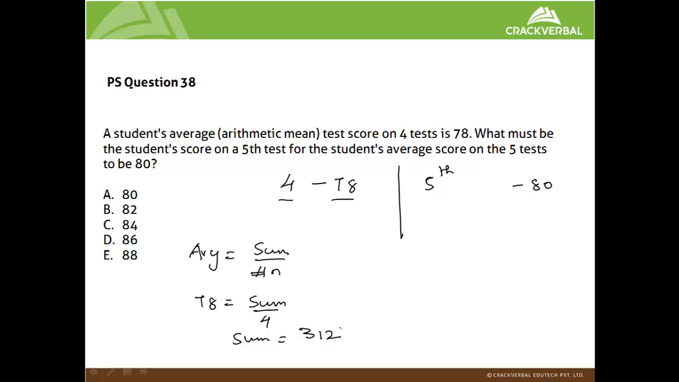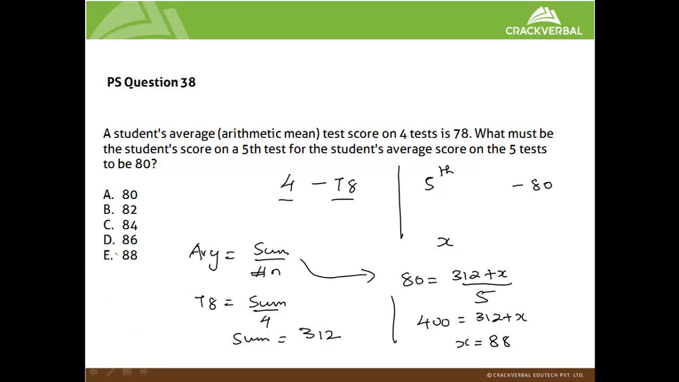Now in the 5th test, let's assume he has scored something, x. But what the question says, by the definition of the average, is that it now has to be 80. So the sum has to be 312 plus x, the 5th test score. The number of elements is now 5 because there are 5 tests. So 80 into 5 will get you 400. So 400 is equal to 312 plus x. If you subtract, 400 minus 312, you will get x as 88. So that's it, the answer has to be E here.